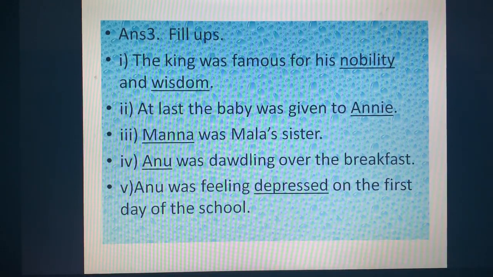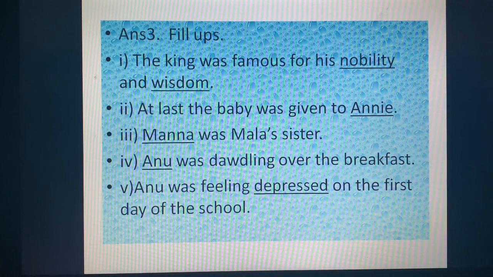Now these are a few fill-ups. The king was famous for his nobility and wisdom. Right? At the last, the baby was given to Annie. Who was Mala's sister? Anu. Anu was dawdling over the breakfast. Dawdling means taking a long time to eat the breakfast. Anu was feeling depressed on the first day of the school.